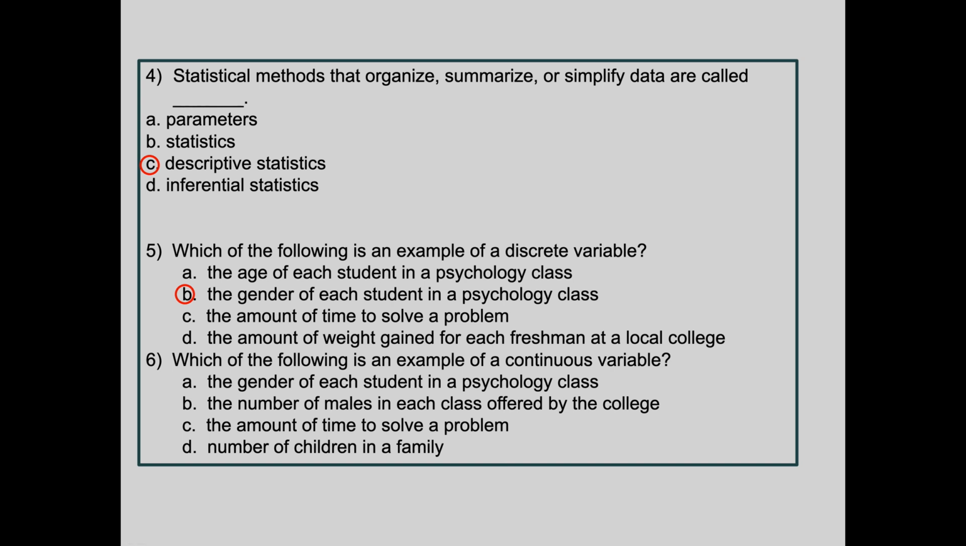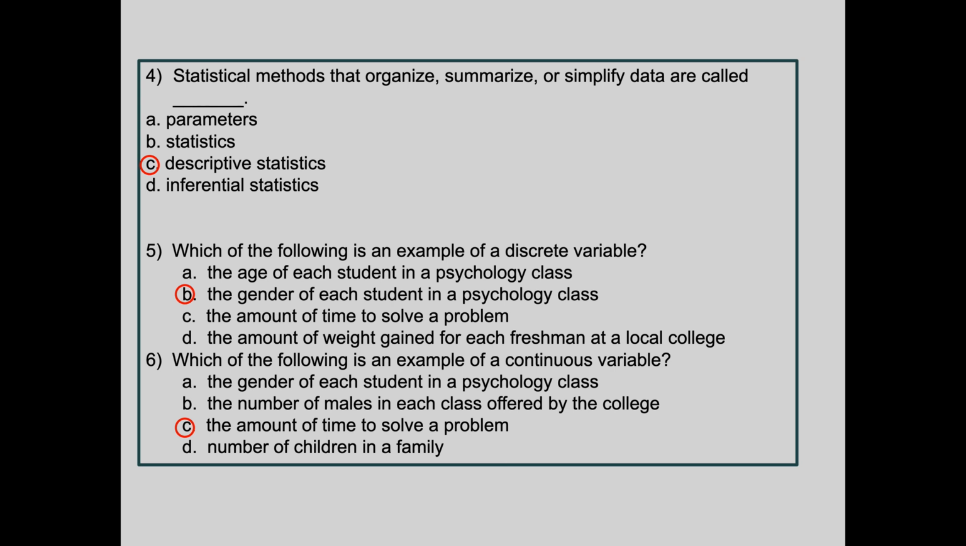Next, which of the following is an example of a continuous variable? And that's where you can break things down. Discrete, you can't. This, you can. So time is something that you can break down further. We just talked about gender, the number of males in each class. You can't have a part of a male, and you certainly can't have like 2.5 kids in a family. So therefore, the amount of time is the one that is a continuous variable.